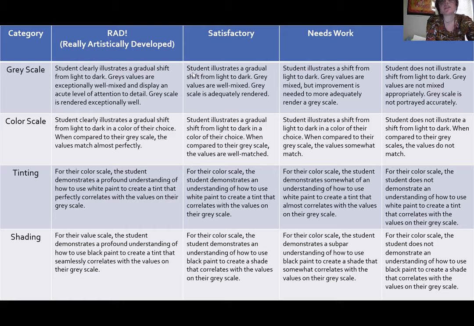For the grayscale, students illustrate a gradual shift from light to dark. Gray values are well mixed and grayscale is adequately rendered. For the color scale, students illustrate a gradual shift from light to dark in a color of their choice. When compared to their grayscale, the values are well matched. For tinting, students demonstrate an understanding of how to use white paint to create a tint that correlates with the values on their grayscale. For shading, the student demonstrates an understanding of how to use black paint to create a shade that correlates with the values on their grayscale.